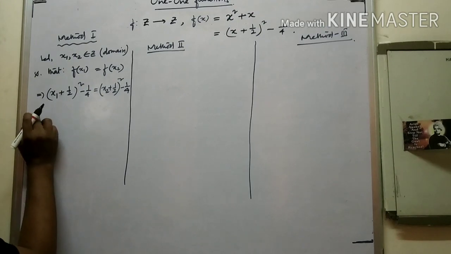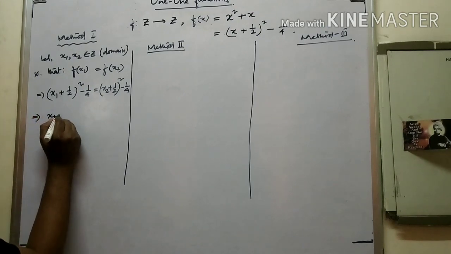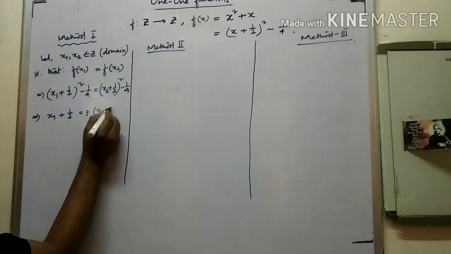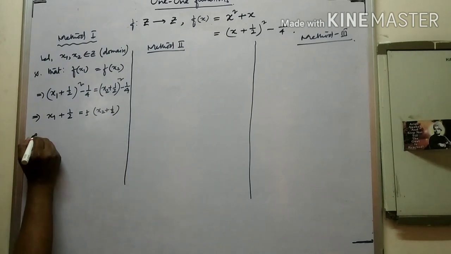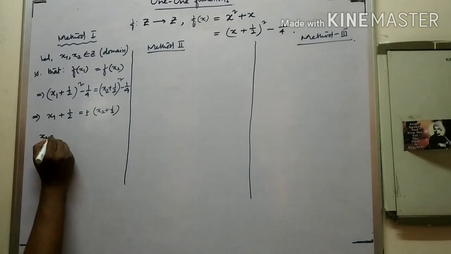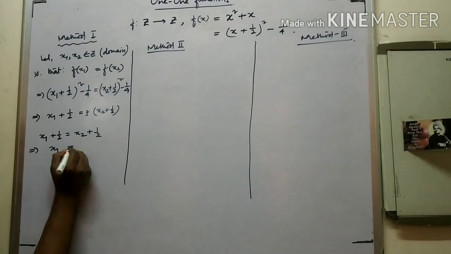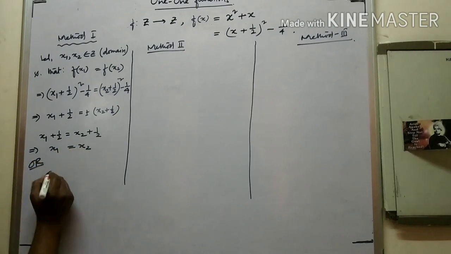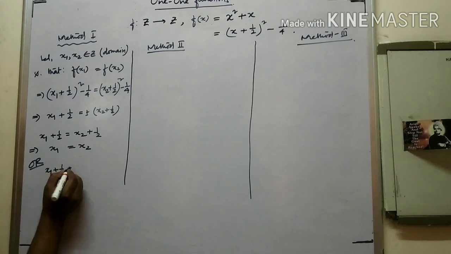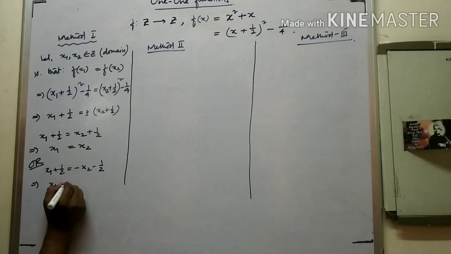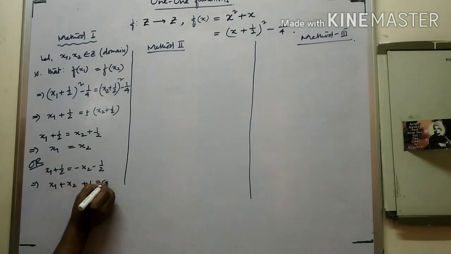So if I take the square root, I'll get x1 plus half is equal to plus minus (x2 plus half). So I'll get x1 plus half equal to x2 plus half, so x1 equal to x2, or I'll get x1 plus half is equal to minus x2 minus half. So I'll get x1 plus x2 plus 1 equal to 0.